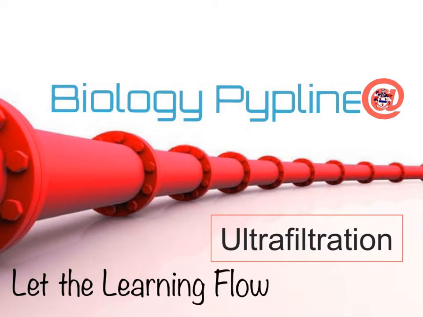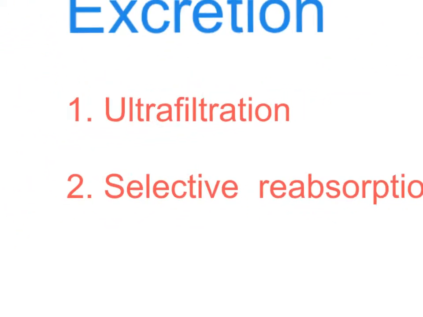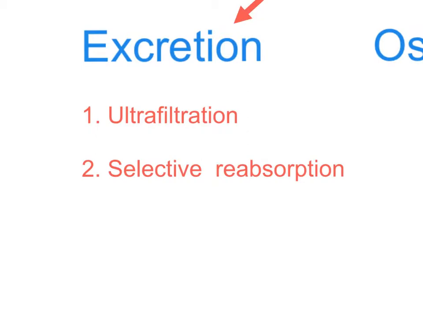In this short video we'll cover just a single topic of ultrafiltration. Remember, the kidney has two main functions: excretion, which means getting rid of nitrogenous waste, that's getting rid of the urea, so this is all to do with urine formation. And then osmoregulation, referring to osmosis, regulating the water potential of our blood and body fluids. The excretion bit has two components, ultrafiltration and selective reabsorption. So this video is just going to cover the first of these, ultrafiltration.